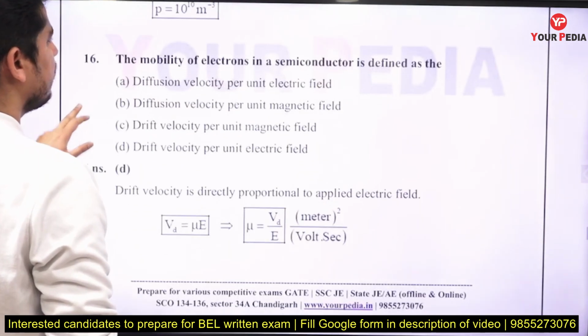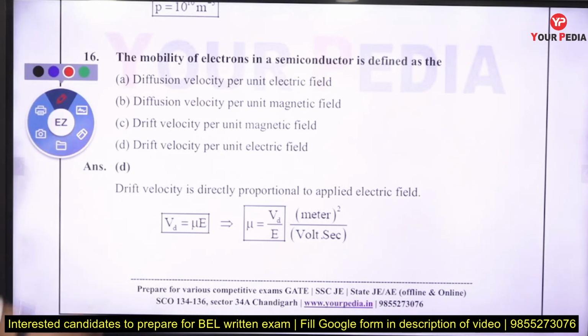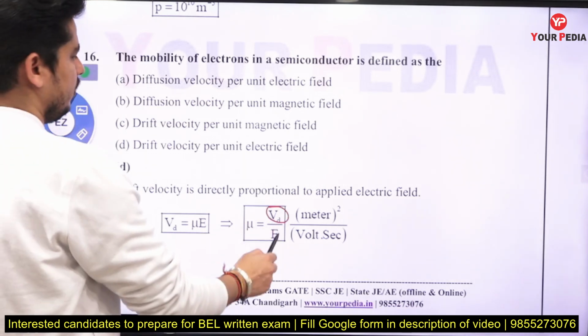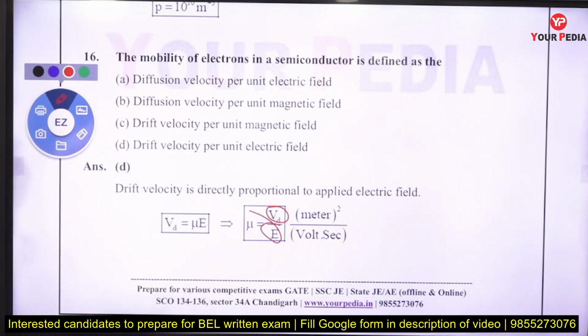That's the answer. The mobility of an electron in the semiconductor is defined as Vd upon E. It is the ratio of drift velocity over electric field. So we can say drift velocity per unit electric field. So the answer will be D.